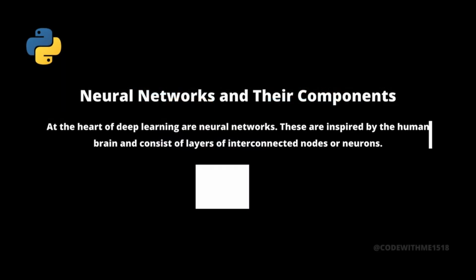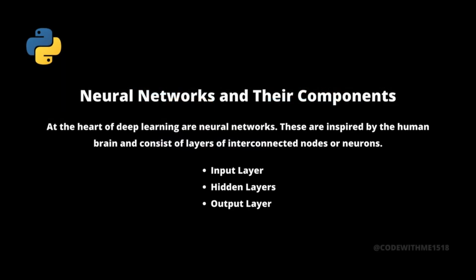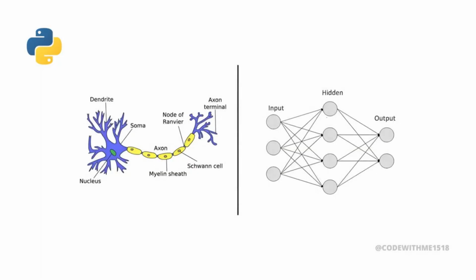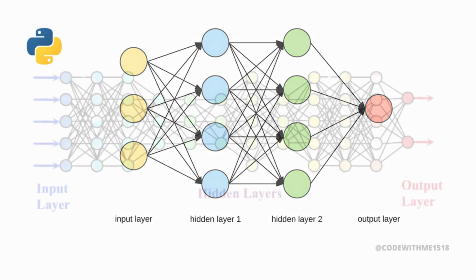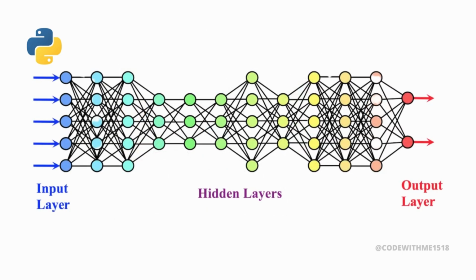At the heart of deep learning are neural networks. These are inspired by the human brain and consist of layers of interconnected nodes or neurons. Let's break down the main components. Input layer. This is where the data enters the network. Hidden layers. These layers perform computations and extract features from the data. Output layer. This layer produces the final prediction or output. Each connection between neurons has a weight, which is adjusted during training to minimize the error in predictions.